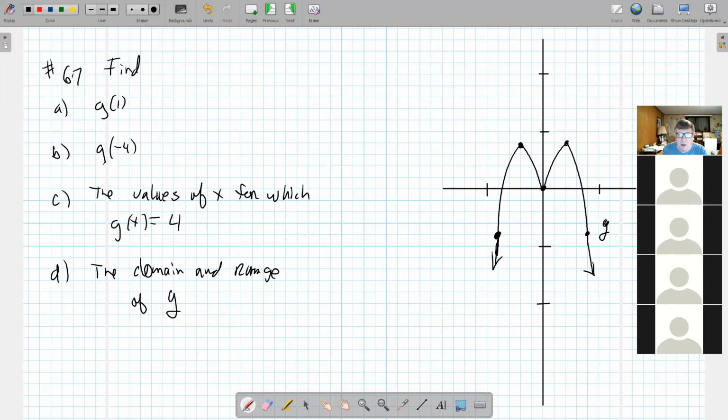So G of 1. When X is 1, what is Y? It looks like 2.5. Yeah, we'll go with that. And you're not going to get something in WebAssign where you're going to have to approximate, like, well, I don't know, is that 2.4? Is that 2.5? Okay. How about when X is -4?